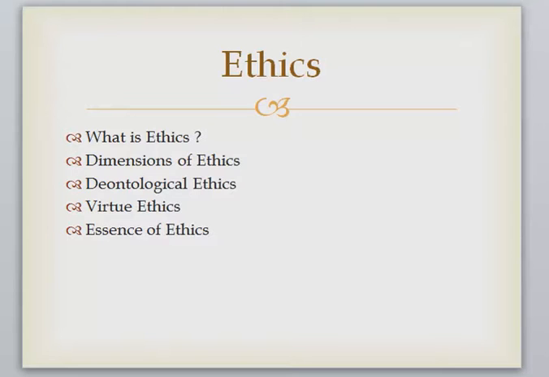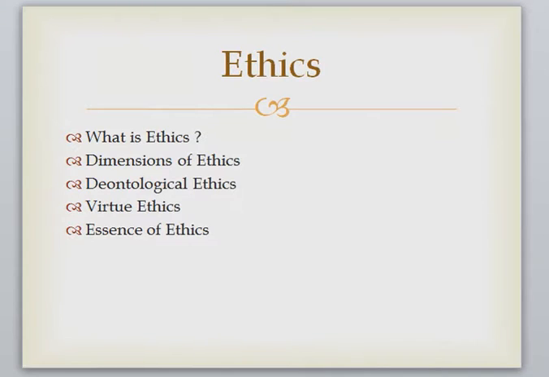Next, what are the different dimensions of ethics? There are 4 different dimensions of ethics: meta ethics, normative ethics, applied ethics, and descriptive ethics. I will do a separate video on these dimensions and explain all of them thoroughly, so not to worry, but in the next video.